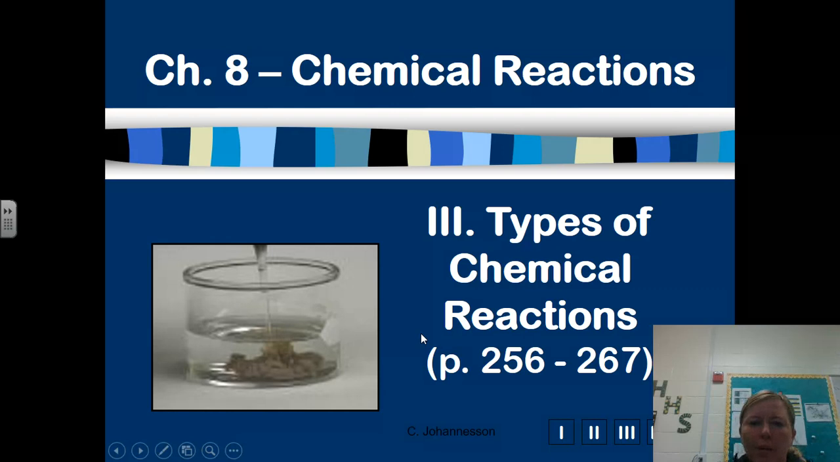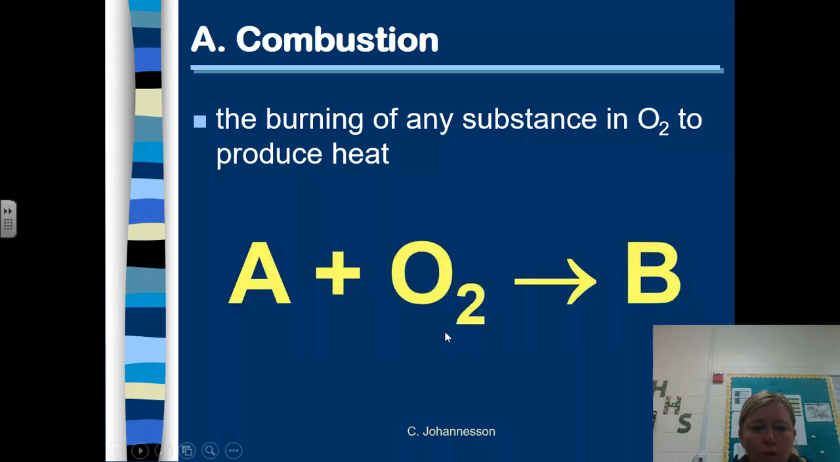Okay, here are your types of reactions notes. There are 5 types of reactions total. We're only going to go over the first 3 today because the last 2 take a while and they're more in depth, so we're going to break these up into 2 different days of notes. For the first 3, your first one is combustion.